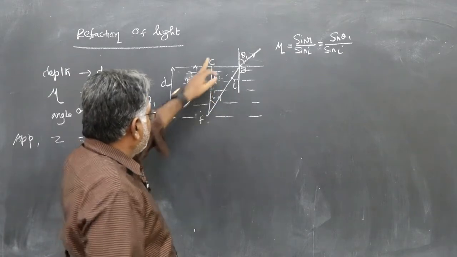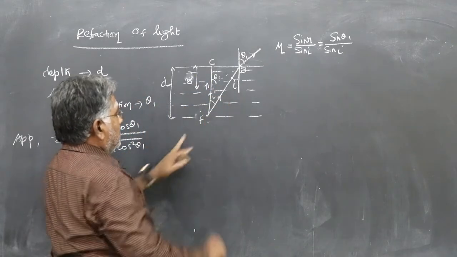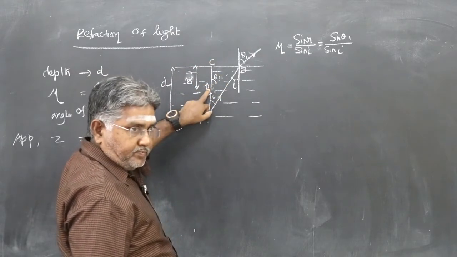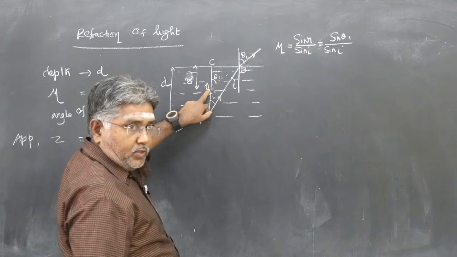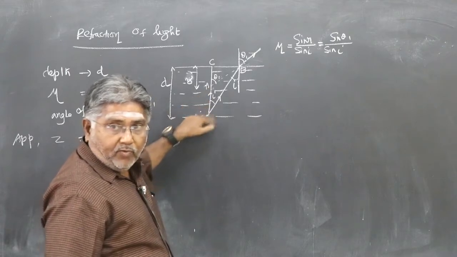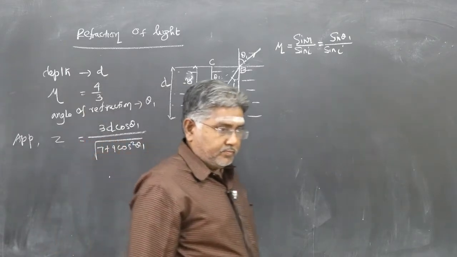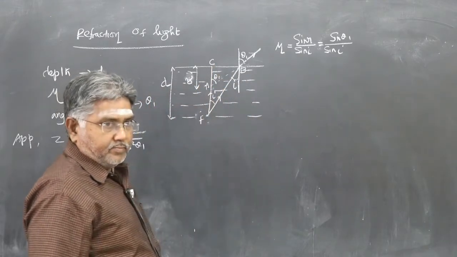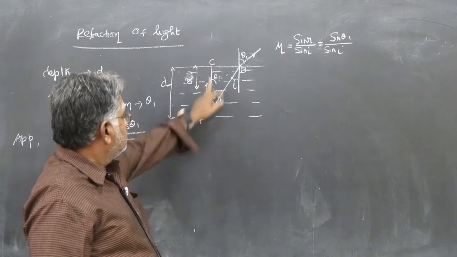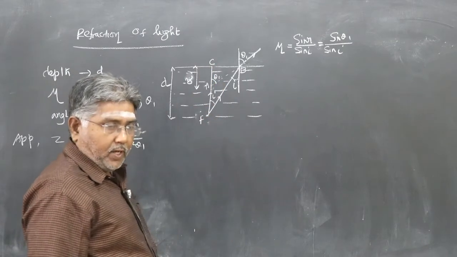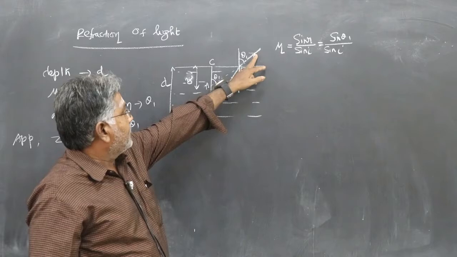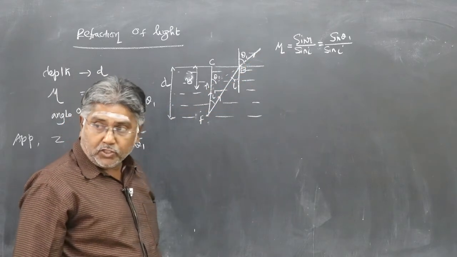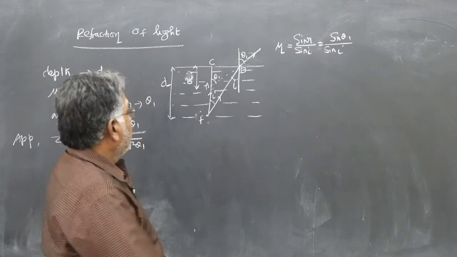Another ray may come this way. The two rays will intersect at position A, which is the apparent location of the fish. So geometrically, what you can do is draw a vertical line. Then produce this refracted ray backward, and the point of intersection A gives you the apparent location of the fish.